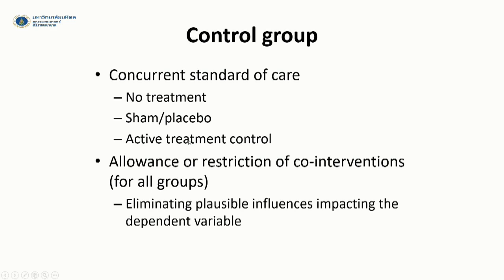Or sometimes it's unethical to stop medication in patients. For example, if you know that the conventional medication to improve the disease is, say, metformin, you cannot stop metformin because it can affect the safety of the patient. So sometimes you need to give the conventional medication. We call this the active treatment control. And then you need to allow for restrictions, but the intervention group and control group have to be the same.